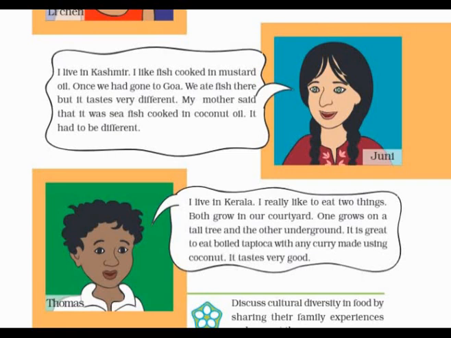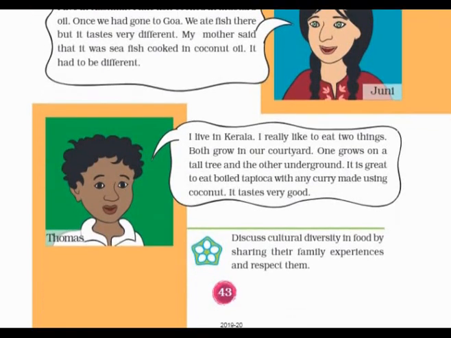In Kashmir, as you know, there is no sea. Kashmir is not a coastal area, so there we can find fishes of fresh water. But in Goa, which is a coastal area, fishes are marine water fishes. And the methods of making dishes are also different. Next we will see who is there.